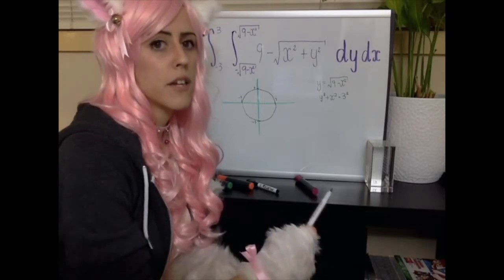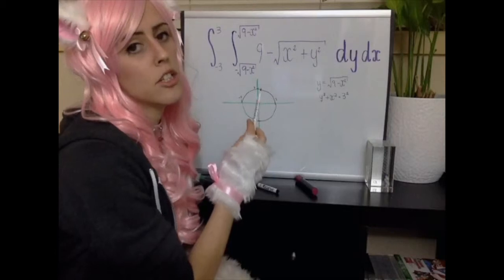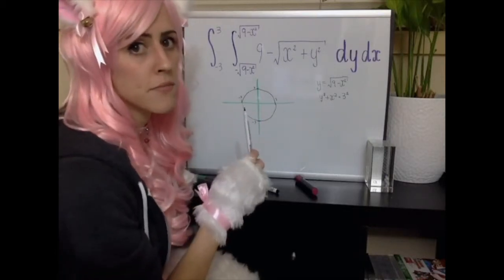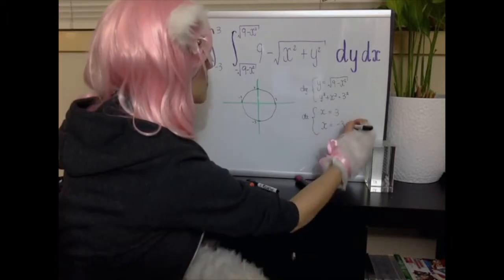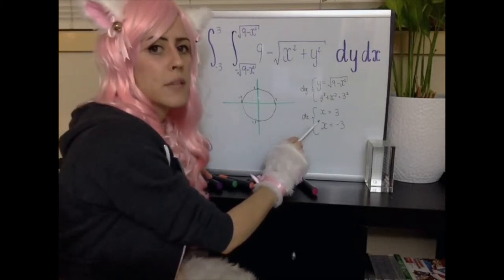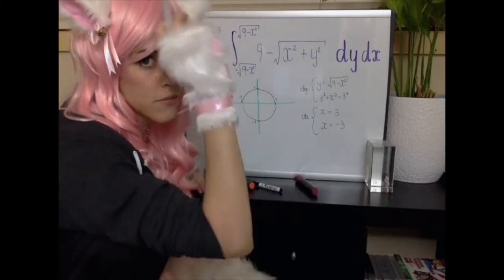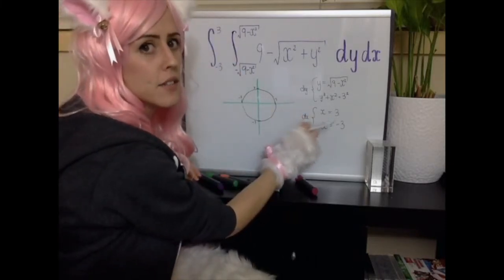When we're going to be integrating with respect to x, after that, it's going to be two straight lines. And they're just on the border of our circle. So these are our limits, and they're already in a form that we can draw. X is equal to 3 and x is equal to -3.